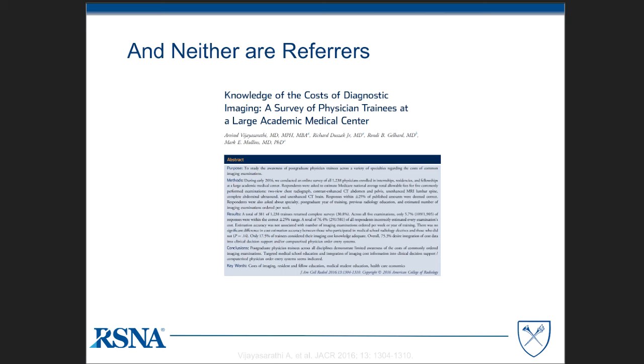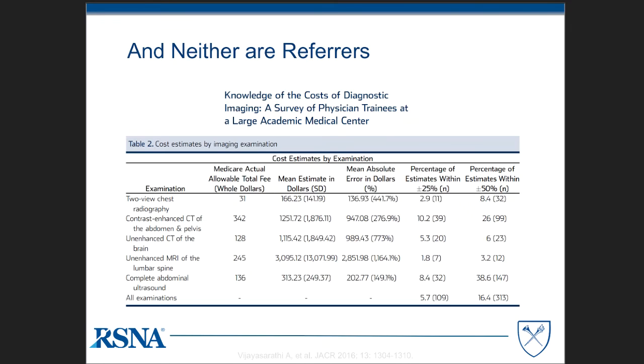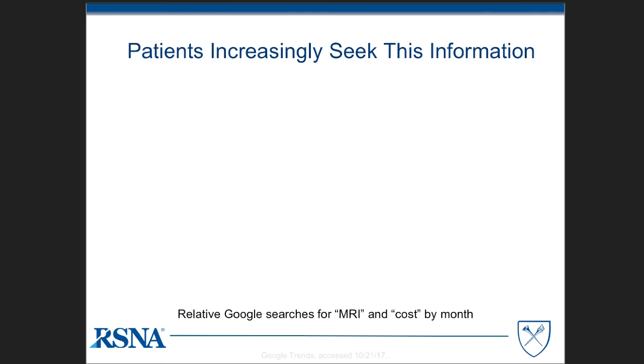Non-radiologists perform even worse. In a survey of all trainees at Emory, from pediatrics to medicine to surgery and everything else, only 6% of estimates were within 25% of Medicare prices, and only 1 in 6 were within 50%. So we can't just assume that our referring physicians know this information when they're making decisions with their patients about what examination to choose in a particular situation. But let's put this in perspective.